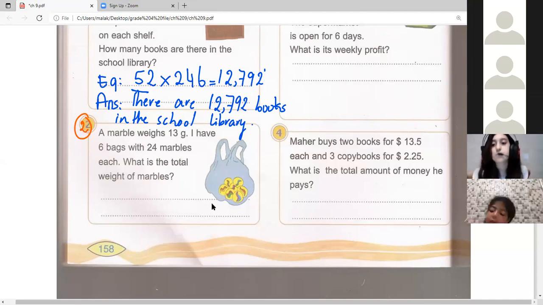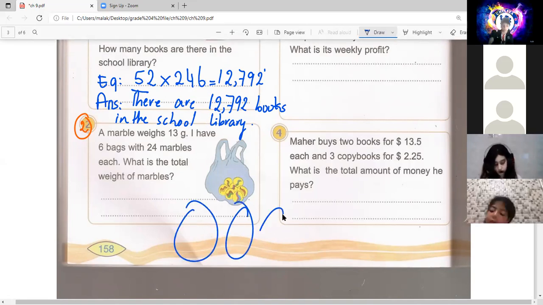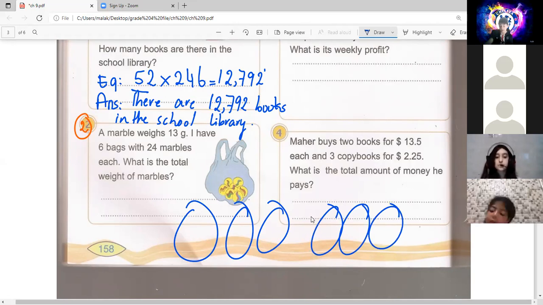Read problem 2. A marble weighs 13 grams. It's not 13 kilos, that would be heavier than the mass of a baby. 13 grams. I have 6 bags with 24 marbles each. What is the total weight? So, what do I mean by marbles? The boys like marbles so much.